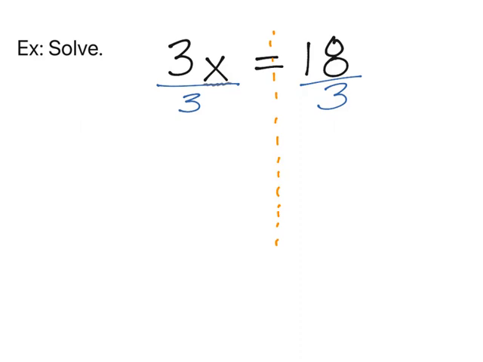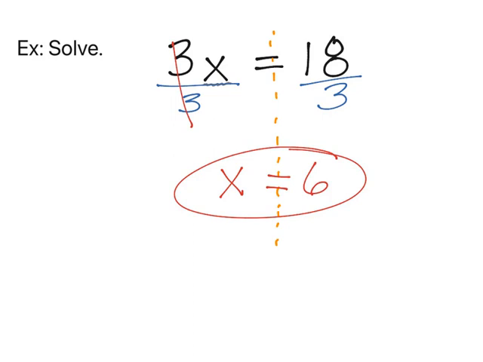Now think this through. What is 3 divided by 3? Well, that's just 1. So I have 1x. And remember, if our coefficient is 1, we don't have to put anything in front of it. It's simply just the variable. And then on the right, I have 18 divided by 3, which is 6. You can always go back and check and say, okay, if x has the value of 6, then back in my original equation, 3 times 6 equals 18. Yep, that's true. So you can always check things out.